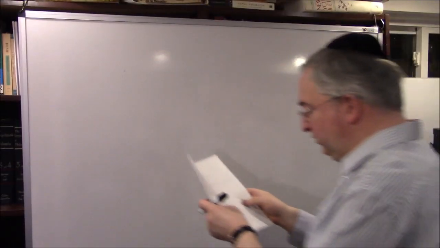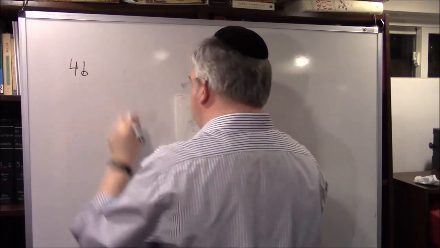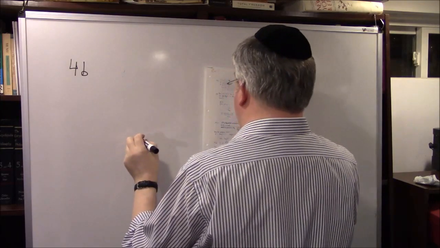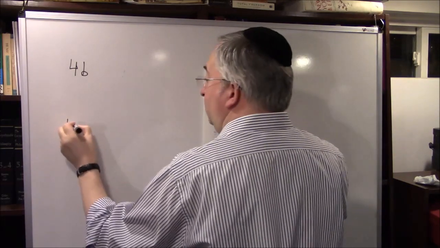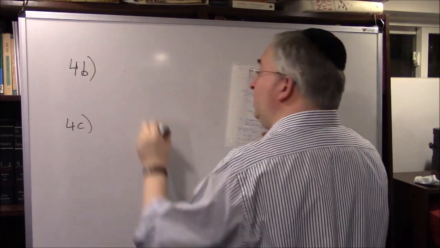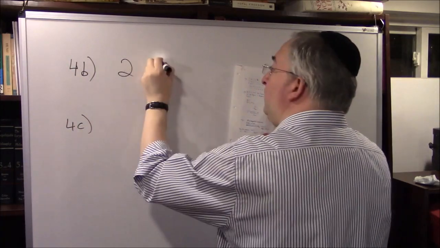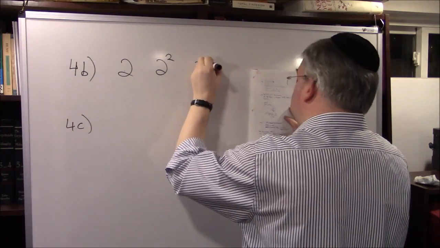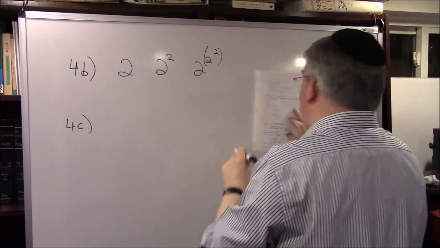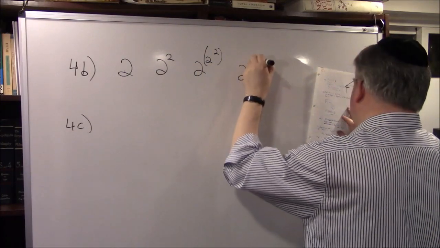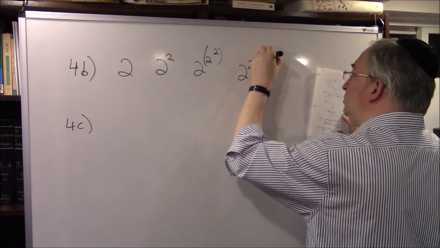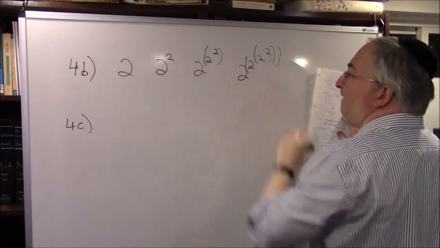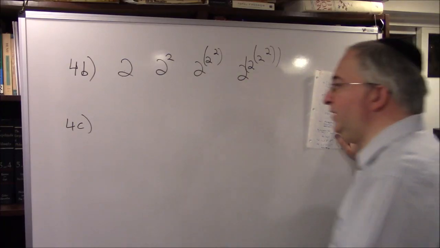Okay, now I want to do, this is homework 4B. Well, this is exercise 4B. They have two different sequences. So we're going to do 4B and 4C. Okay, here's one. 2 to the 2, 2 to the 2 to the 2, 2 to the 2 to the 2 to the 2, etc. That's 1.